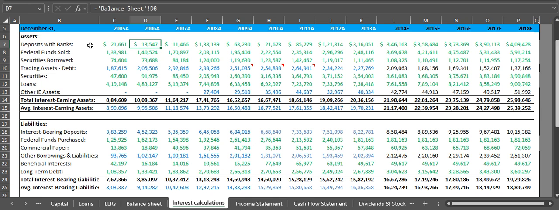That's where securities borrowed come in: the investment bank borrows securities for different purposes. So this is securities borrowed. Then we have the trading assets.